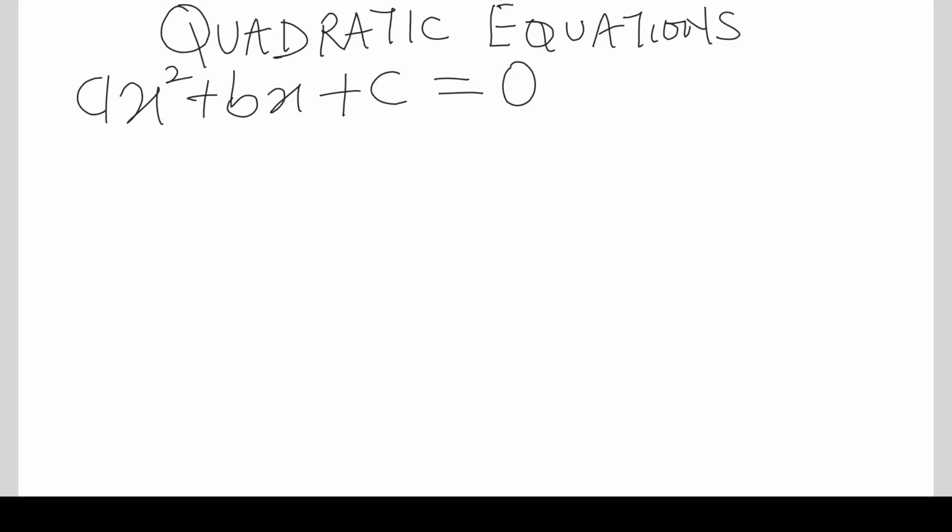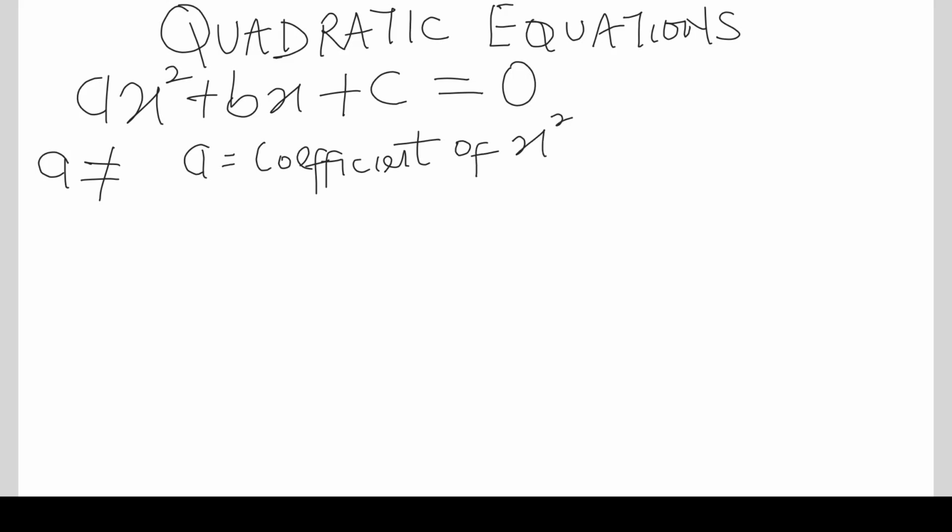And of course, we've been able to establish that a is not equal to 0. A must not be equal to 0. And at the same time, a is the coefficient of x squared. That is the number aligning with x squared, the coefficient of x squared, which is a.